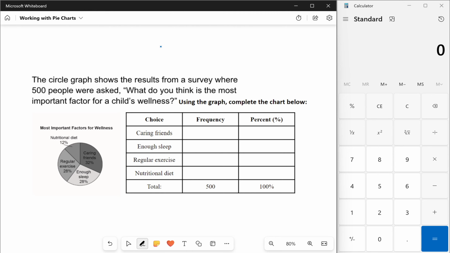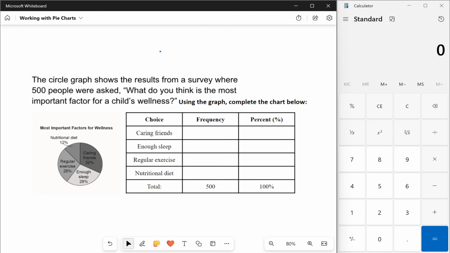Today we're going to be working with pie charts again. In our last session, you can go back to that video and see how we built a pie chart, sometimes called a circle graph, from scratch. We had survey questions, we had data, we turned that into percentages, then we turned those percentages into degrees, and from those degrees we created a pie chart.